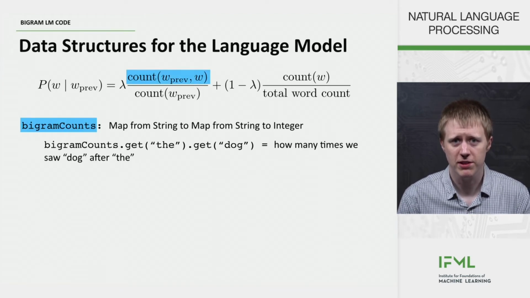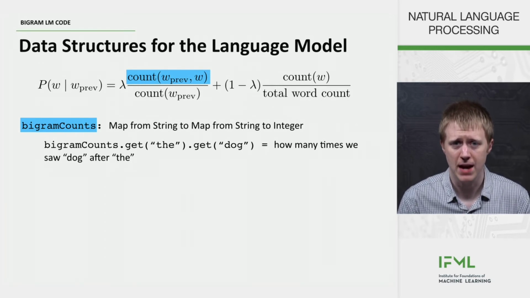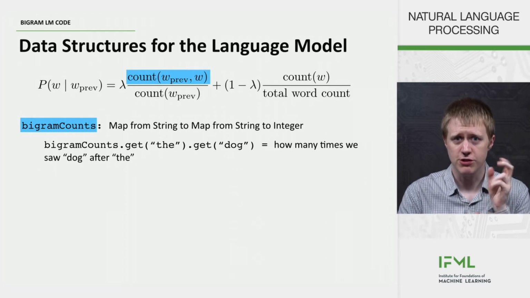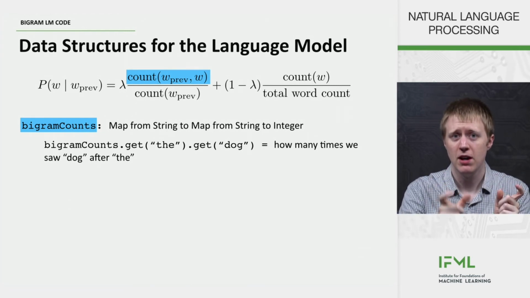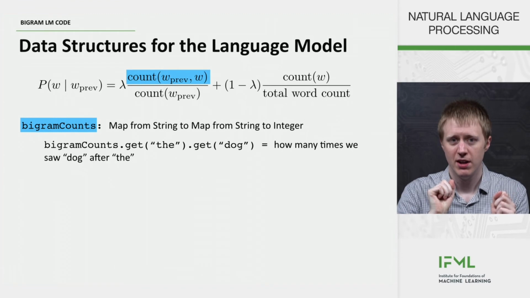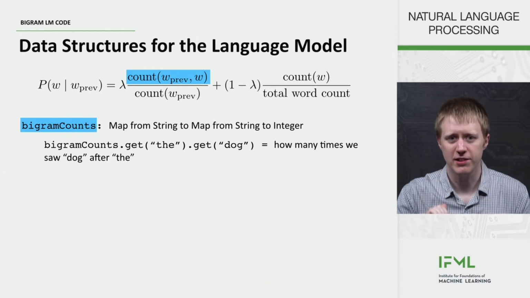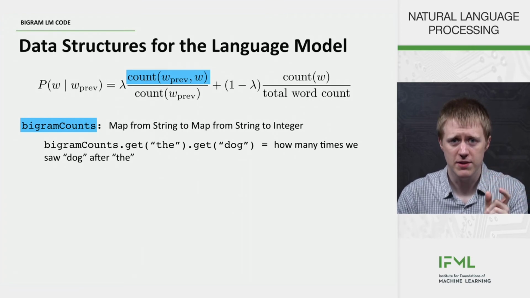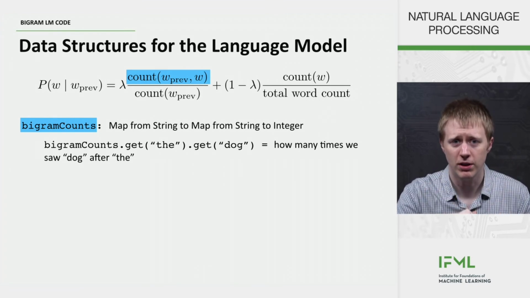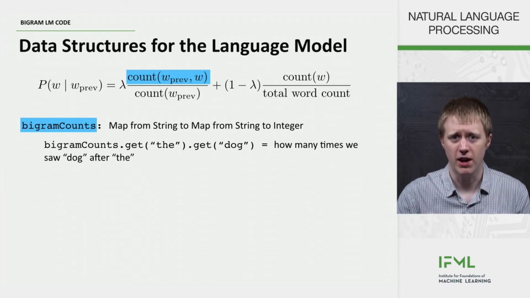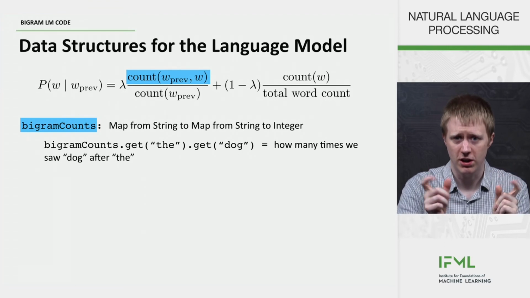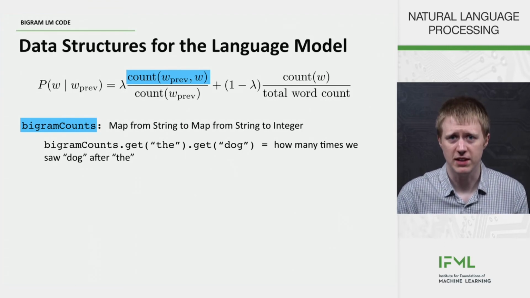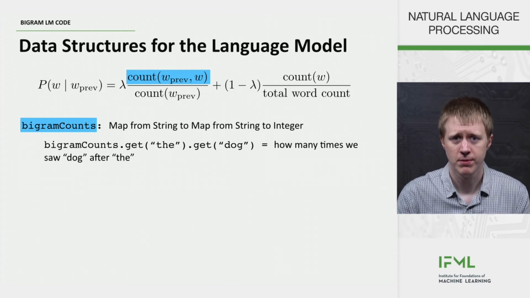The first is this data structure called bigramCounts, which is the most complicated one here. This is a map from strings, and each string gets mapped to a map from strings to integers. This 2-layer map lets us do the following: we can call get on the previous word and then get on the current word, and that gives us a count for how many times, in this case, we saw dog after the, or how many times we saw the pair "the dog". It's just a way of keeping track of counts of word pairs.